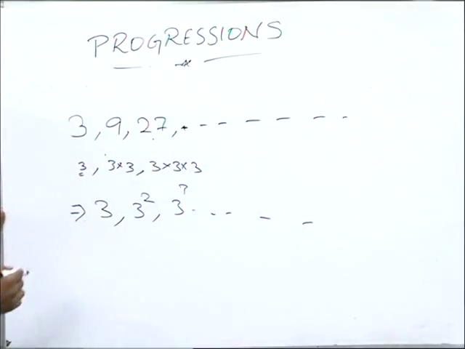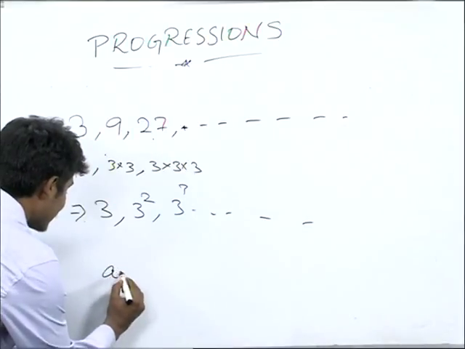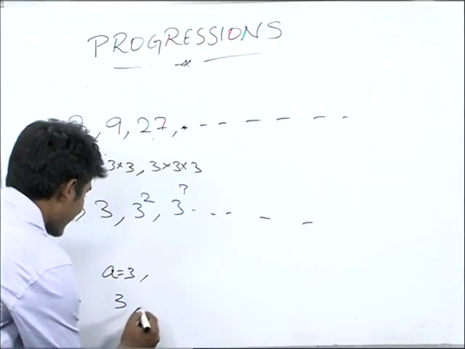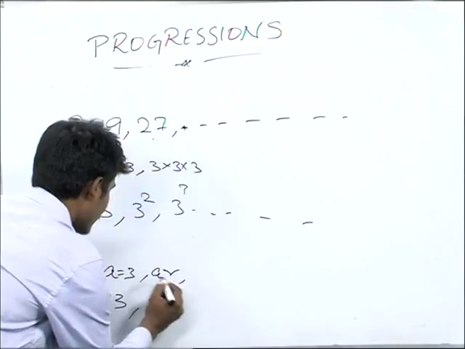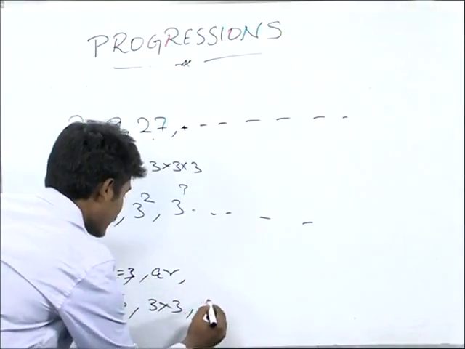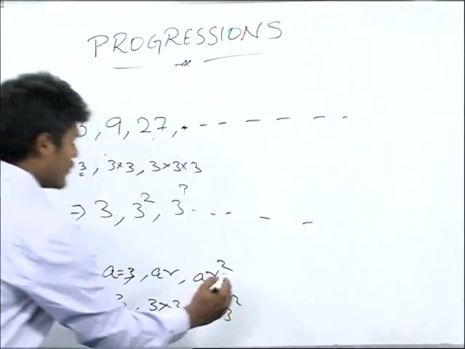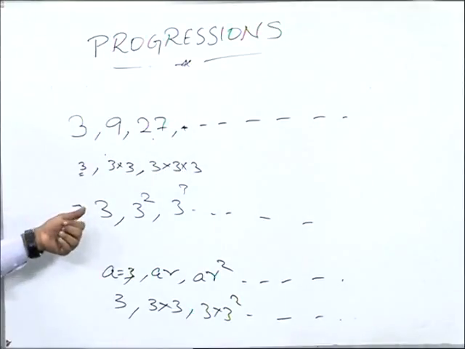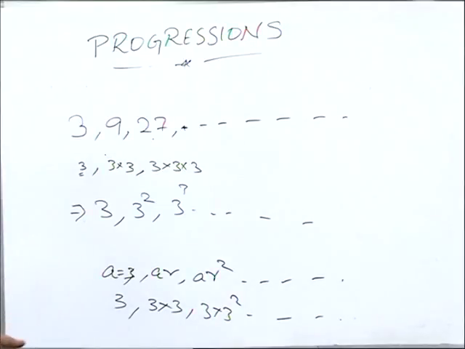Here, writing this series in terms of A, A into R, A into R square, A into R power n minus 1. Here A is 3, and the series is 3, 3 into 3, 3 into 3 square, and so on. Here A is 3, R is 3. So, we can find the nth term and sum of the terms of GP.